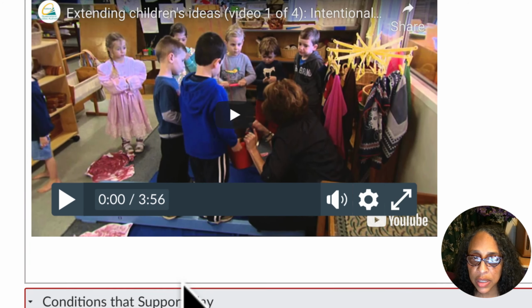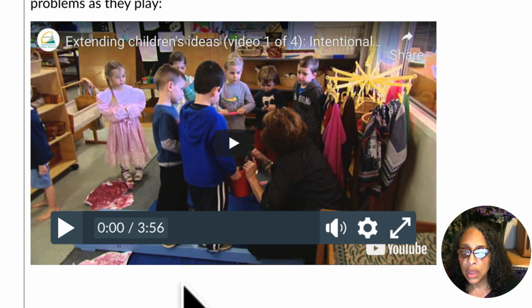This one is good. It shows a teacher helping children solve a problem and make a plan. And all of that is higher level thinking. That's conceptual thought. It's very good for children, young children.